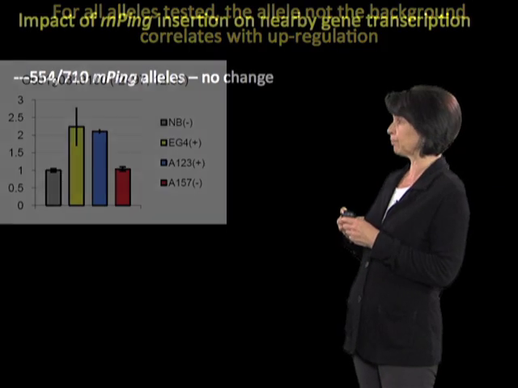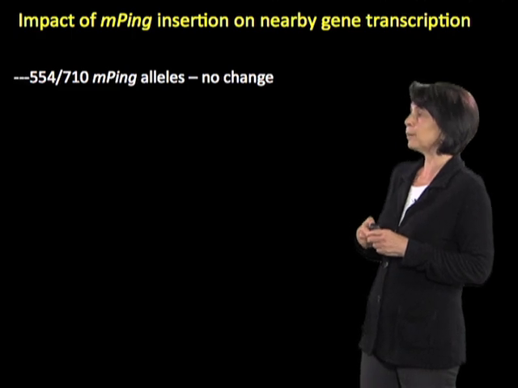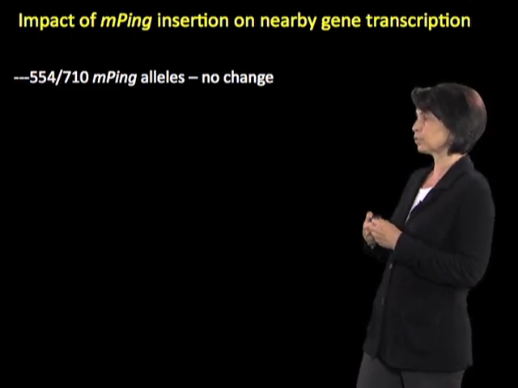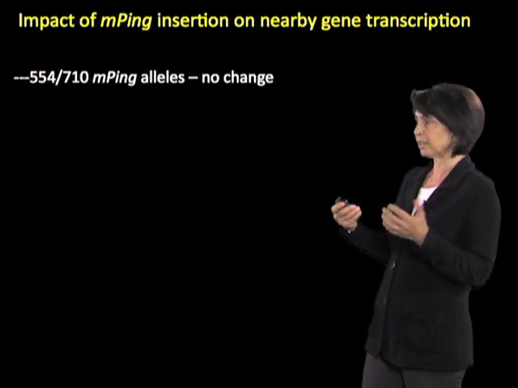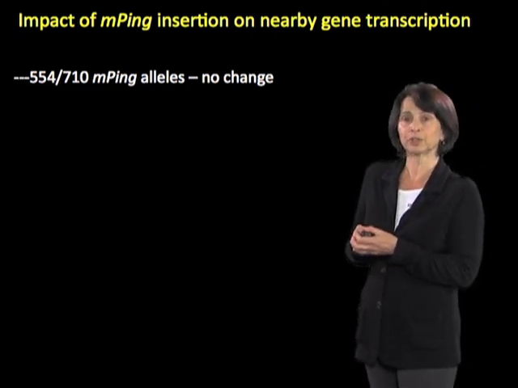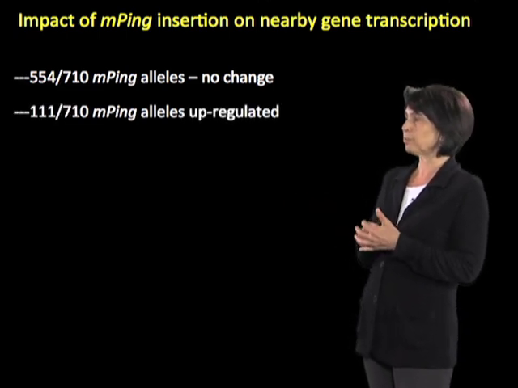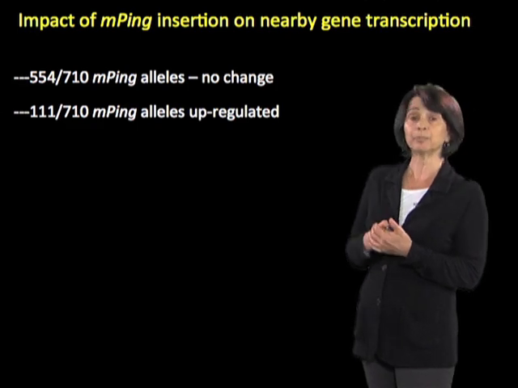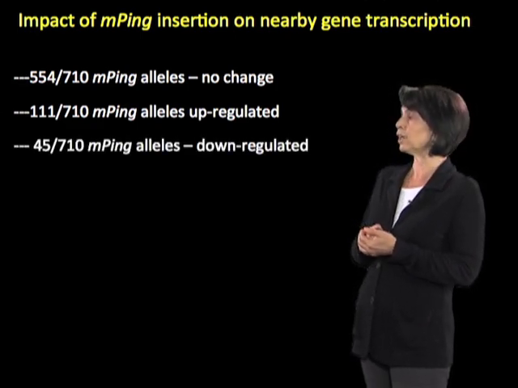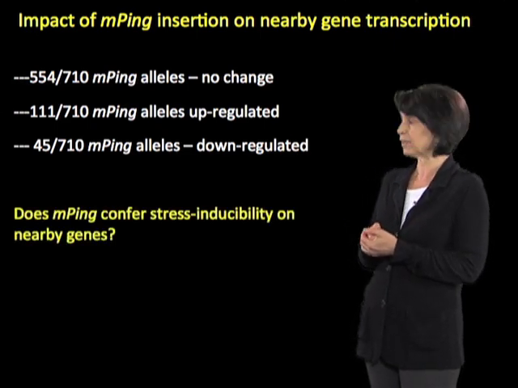So, just to summarize this part, the impact of Emping insertion on nearby gene transcription: for the vast majority of alleles we see no impact, no effect. This would be a neutral mutation, okay? Of the 710 alleles we're comparing, for 111 we see upregulation of the nearby gene, and for 45 we see downregulation of the nearby gene. Okay.